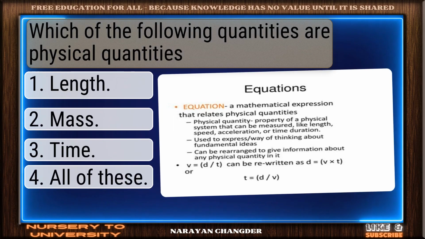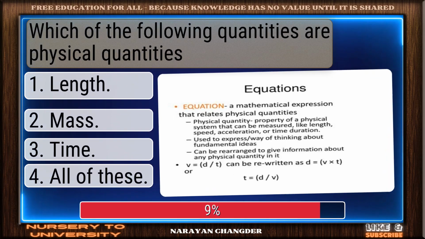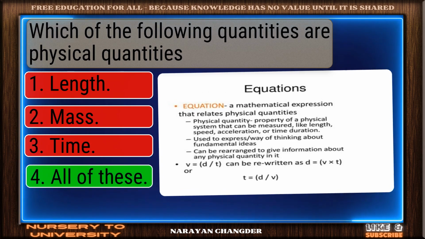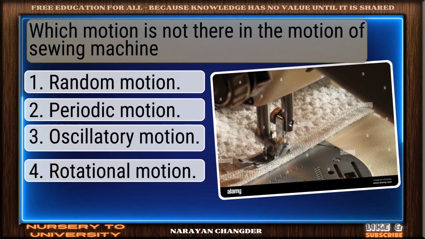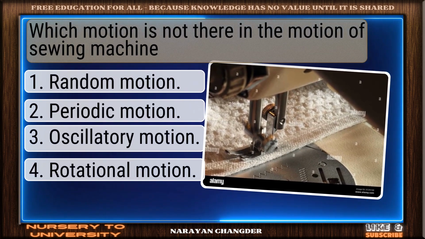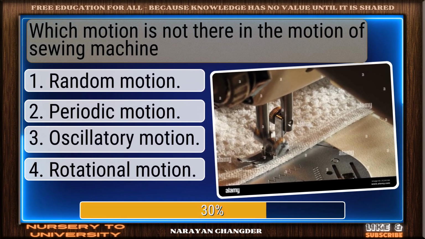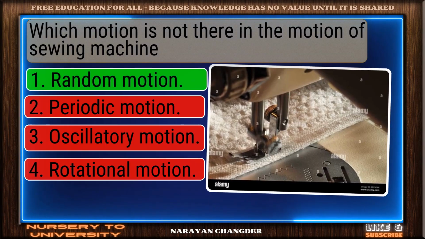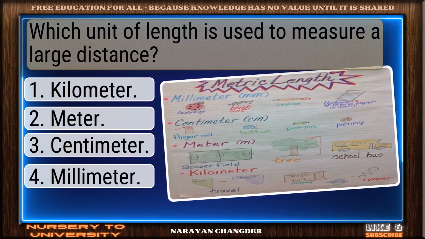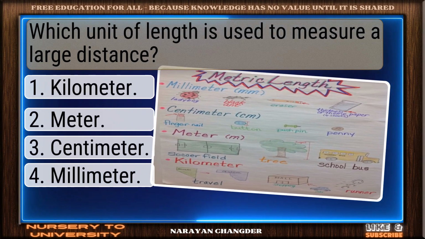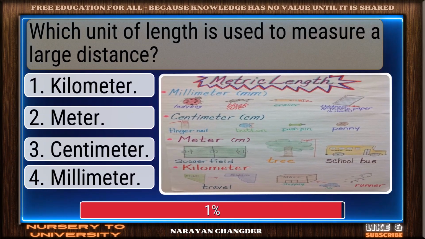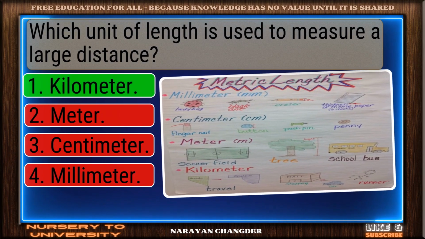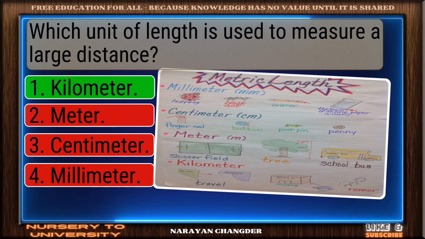Which of the following quantities are physical quantities? Well done. All of these is the right choice. Which motion is not there in the motion of sewing machine? Right again. Random motion is a valid answer. Which unit of length is used to measure a large distance? Great job. Kilometer is the accurate answer.